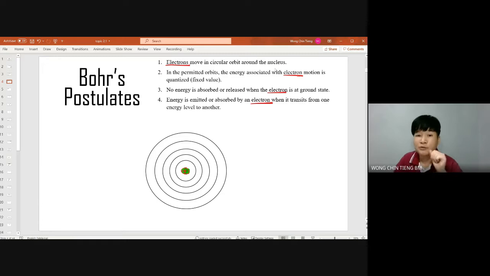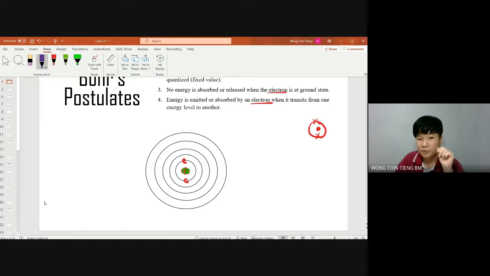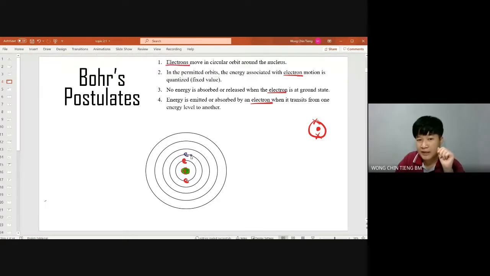This one you draw first. You draw the nucleus. Then you draw an X, another X. Why do they sit on the line? Because the electron will sit on this. Alright, we will get to 2.2 later. In 2.2 we will explain why it is 2. So on the second shell you have 8 electrons. So this is what we mean by the electron will move in a circular orbit around the nucleus.